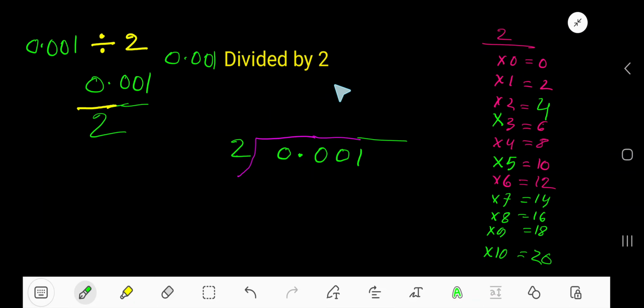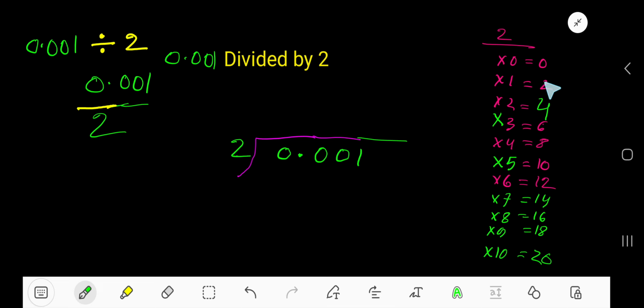0.001 divided by 2. 2 times 0, 0, 2 times 1, 2, 2 times 2, 4, 2 times 3, 6, 2 times 4, 8, 2 times 5, 10. Okay, to find out the multiplication table of 2, just add 2 with the previous step. 0 plus 2, 2, 2 plus 2, 4, 4 plus 2, 6, 6 plus 2, 8 plus 2, 10.